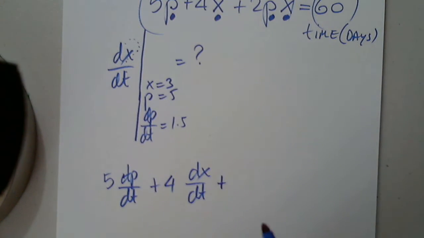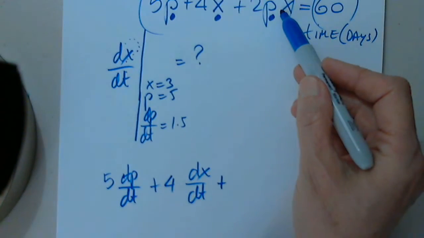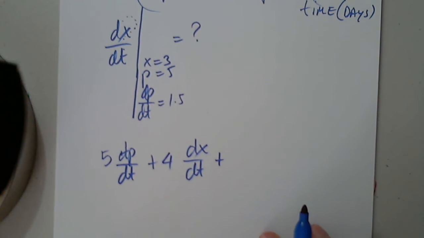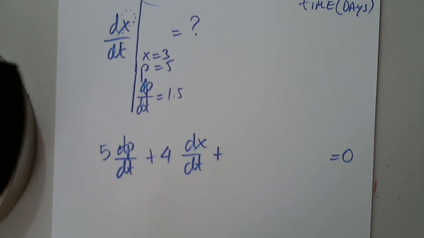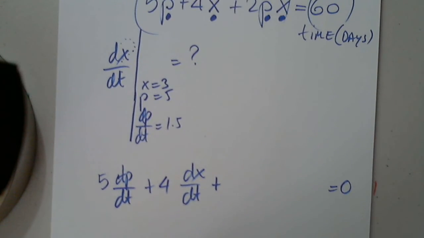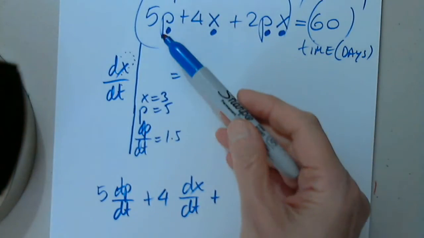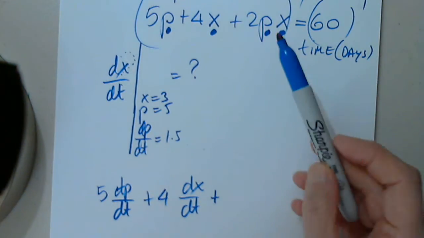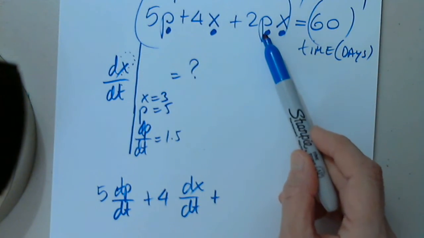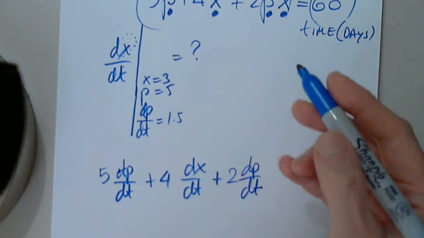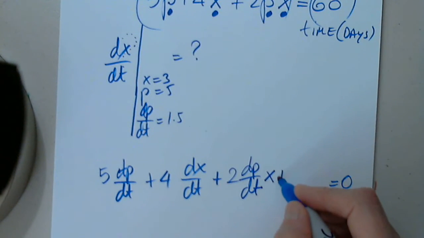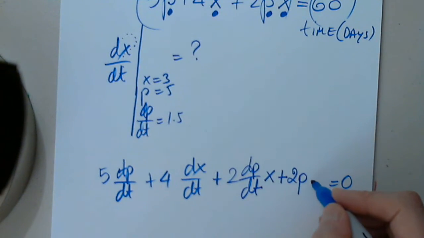Excellent. Plus, and now we have to be careful because this is a product. And of course, the right-hand side will be 0. So 5 dp over dt, excellent. Plus 4 dx over dt, excellent. So now 2 and p prime. So it's 2 dp over dt multiplied by x, but then plus 2p times dx over dt.